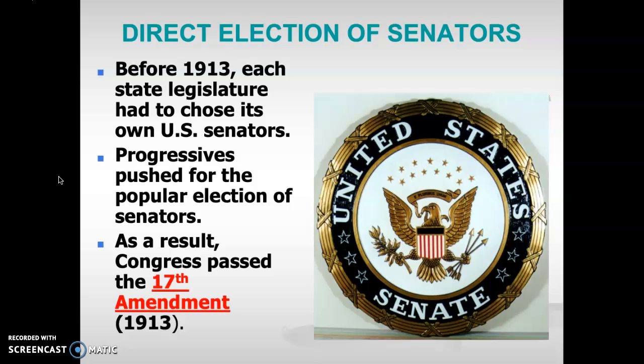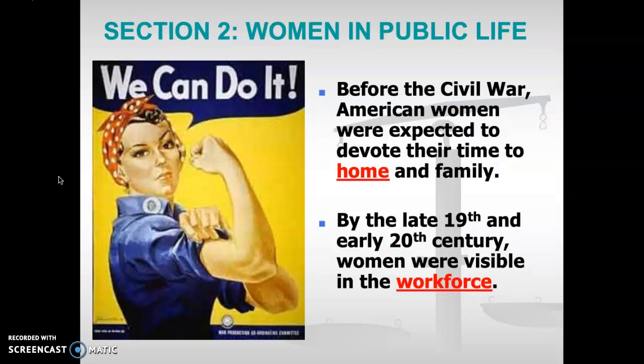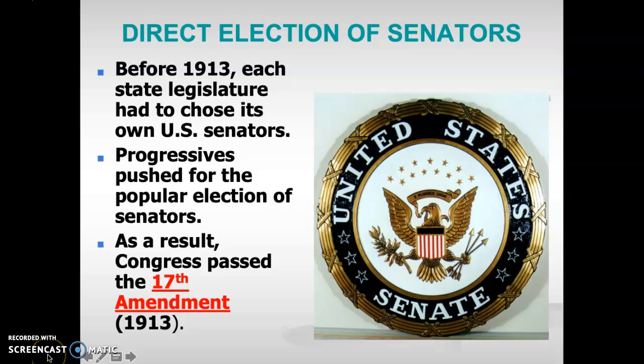We're actually going to talk about 4 amendments during this time. First time we've had 4 amendments in 20 years. It's a lot. The last time we had that many in a short amount of time was during Reconstruction, which you should have learned about in 8th grade, between 1865 and 1876. All right, and that is the end of part 1.